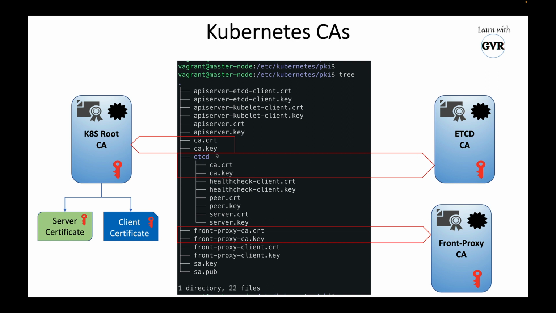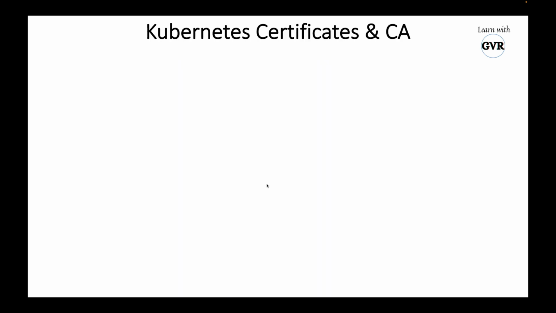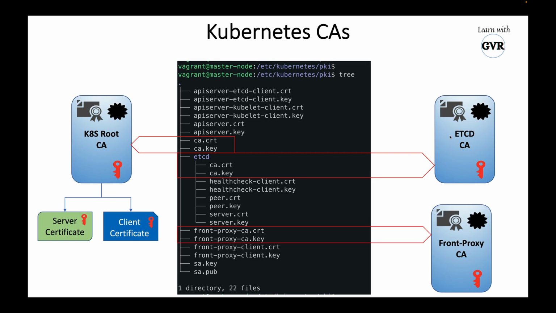etcd is for etcd. etcd is a key value store database, right? And etcd has a health check client, meaning this etcd connects to some health check server by using this certificate. You got it? And there is a peer. This etcd exposes a peer server and its own server. So etcd has different functionality and it has its own certificates. But the point is it has its own CA. Now next. So Kubernetes has 3 different CAs.